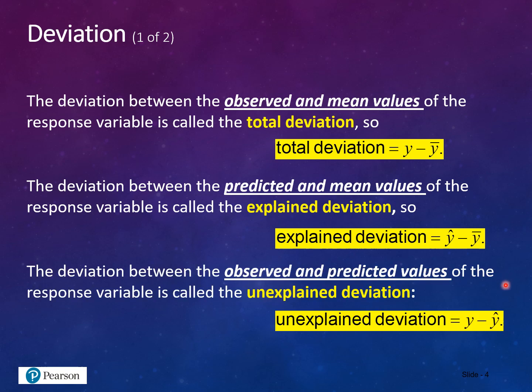The deviation between the observed and predicted values of the response variable is called the unexplained deviation, which equals y, which represents every observed value of the response variable, minus y hat, which is the linear regression line that we use to predict values.